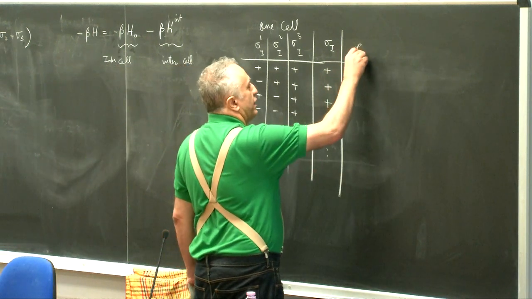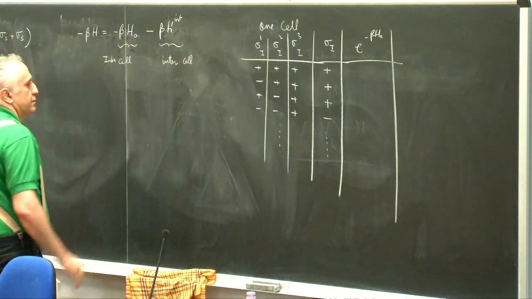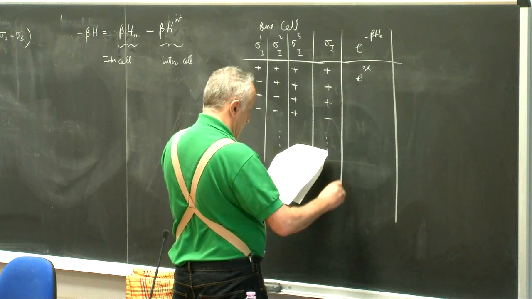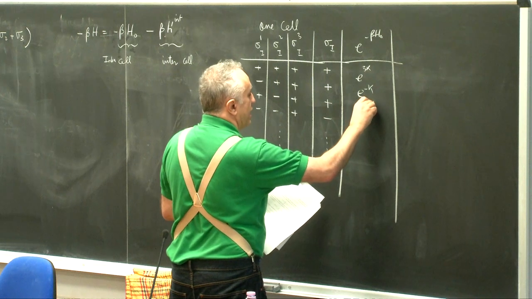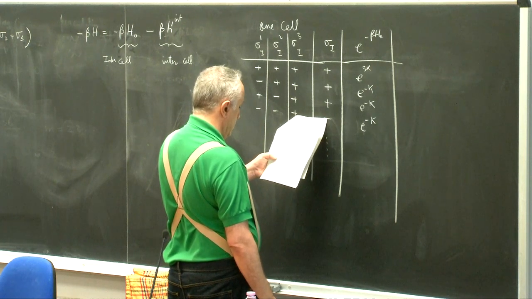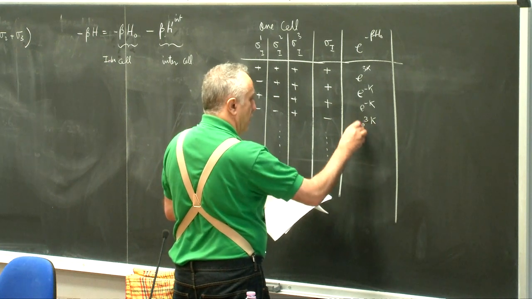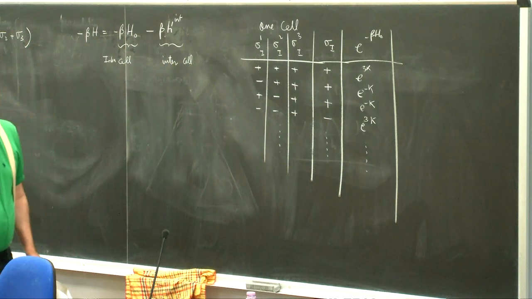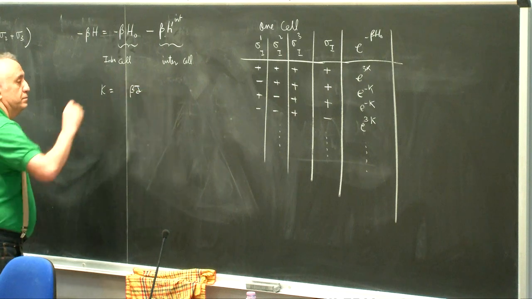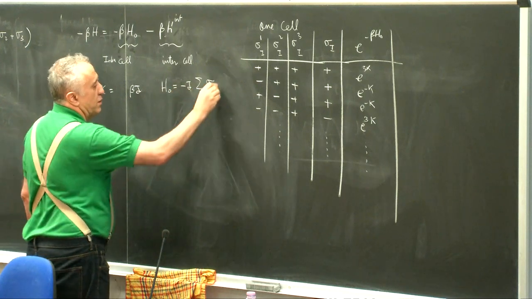And now I have e to the power minus beta H0 because I'm keeping only this term. And this gives me some values, 3 to the power k, e to the power minus k, minus k, minus k. No, sorry, this last one is 3k. K would be beta J. H0 is minus J sigma I sigma J.